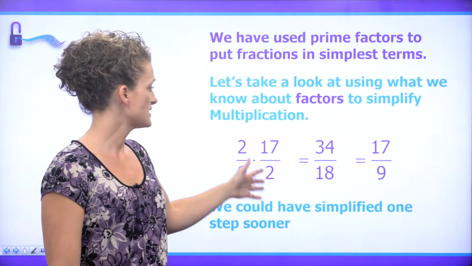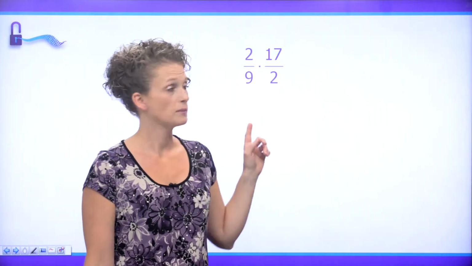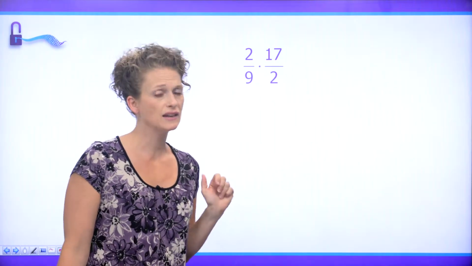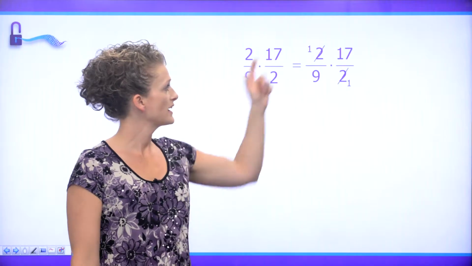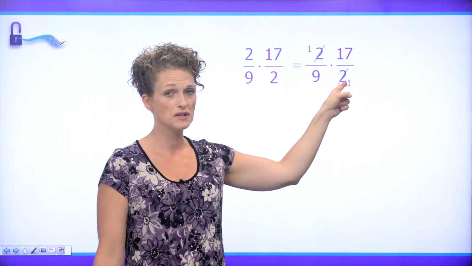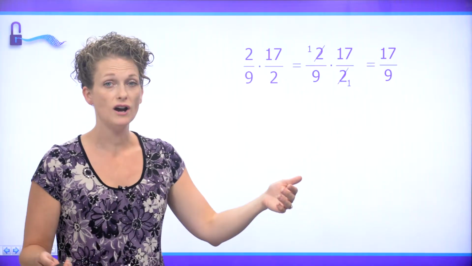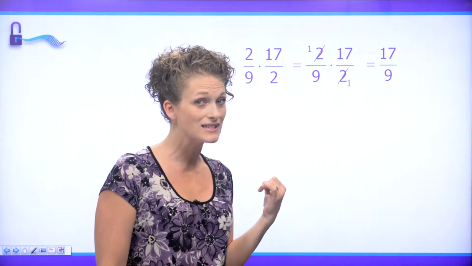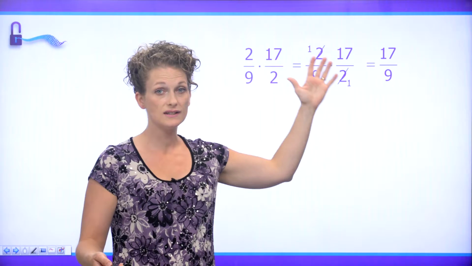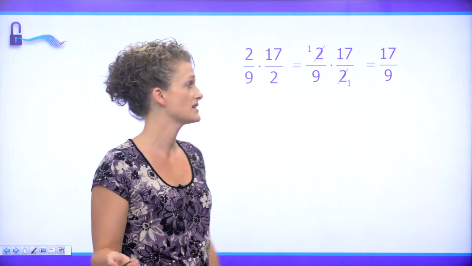So we could have simplified this actually one step sooner if we had used what we know about factors. So let me show you what I mean. Same problem that we have, but now if you notice there's a 2 on the top and there's a 2 on the bottom. What if I cancel those out? Because look, 2 will divide into itself one time. 2 will divide into itself one time. So we can cancel off a 2 on the top and a 2 on the bottom, and then we multiply straight across, we get 17 over 9, which is exactly the same as what we got in the previous slide, only we can simplify it before we get to the end. Now when we get to the end, our fraction will already be as simple as it can be.